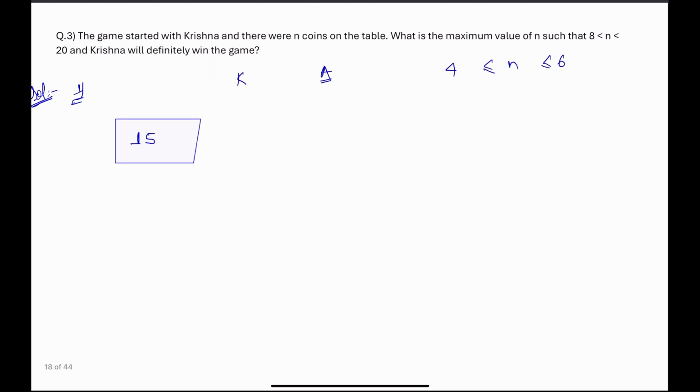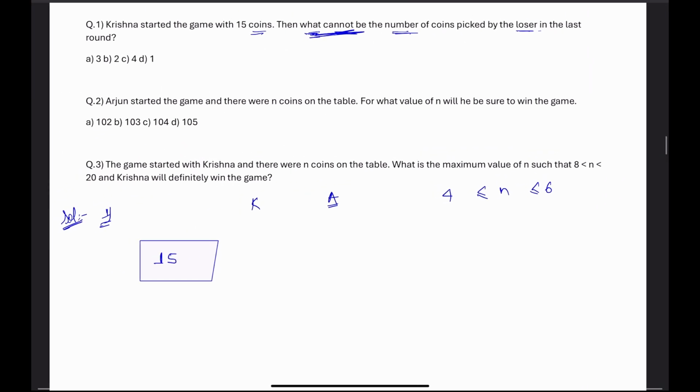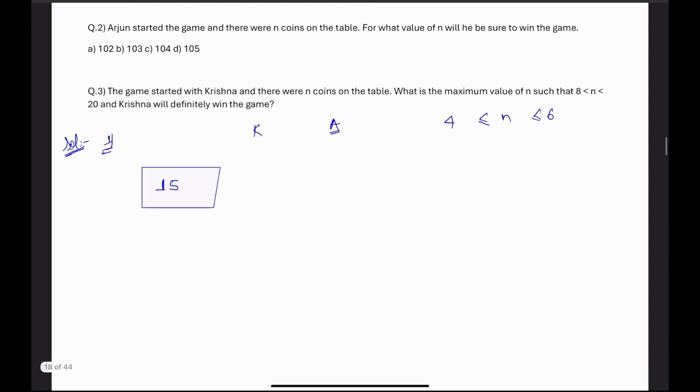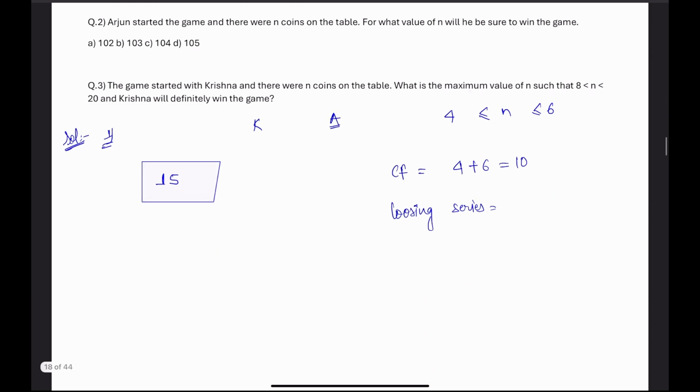Great. So if you want to get the knowledge about the loser, we have to find out the losing series. So for that we will do the same thing. CF is 4 plus 6, that is 10. Again, let's read. We have already read the question. It was here: who picks the last loses. So the losing series will be 10k plus 1, 10k plus 2, 10k plus 3, 10k plus 4. This will be our losing series.